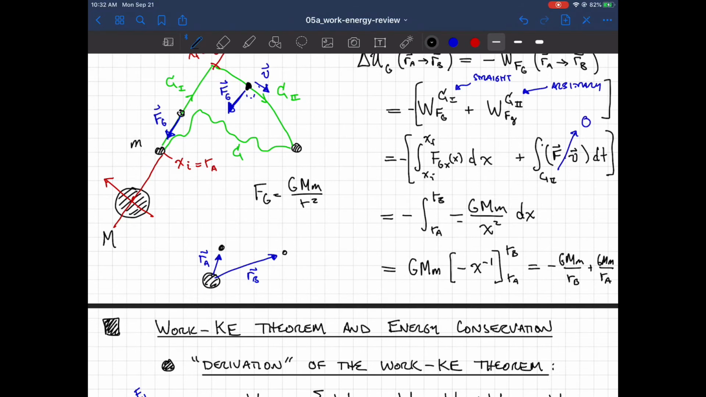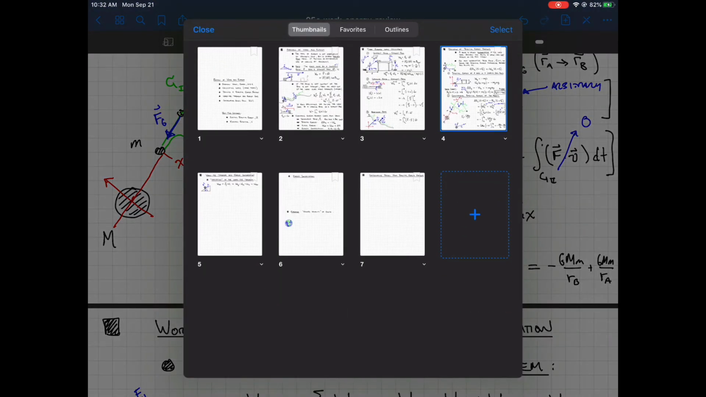Okay, and now I need to, I guess I should add myself another page.